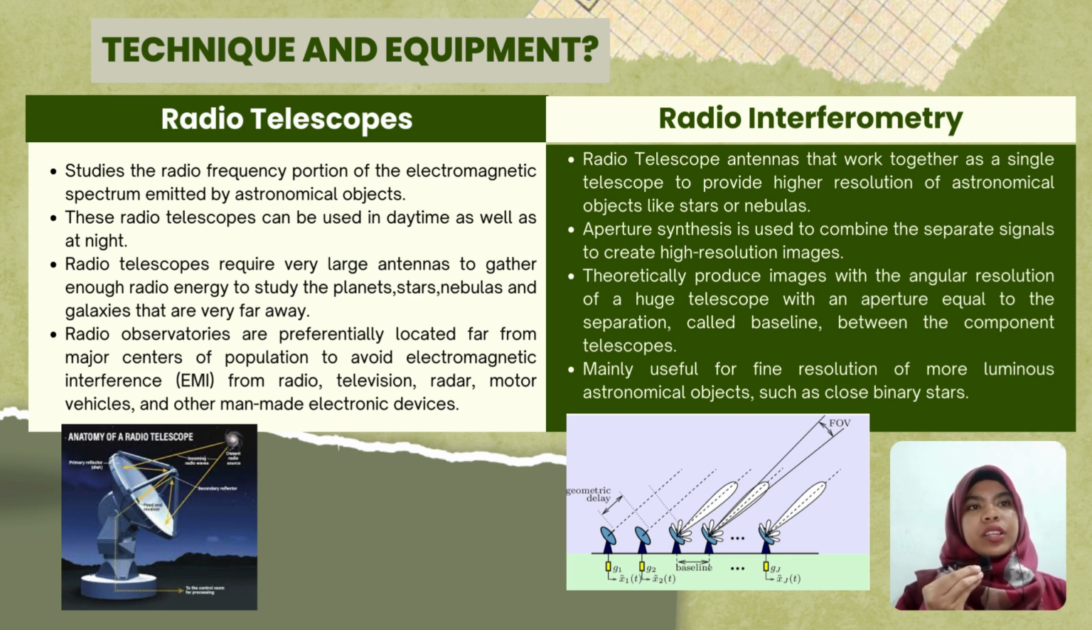Second is radio interferometry. Radio interferometry basically uses more than one radio telescope antenna working together as a single telescope to provide higher resolution of astronomical objects like stars or nebulae. It uses an aperture synthesis technique to combine the separate signals to create a high resolution image. This will produce an image with the angular resolution of a huge telescope with an aperture equal to the separation, called the baseline, between the component telescopes. Radio interferometry is mainly used for the resolution of more luminous astronomical objects such as close binary stars.